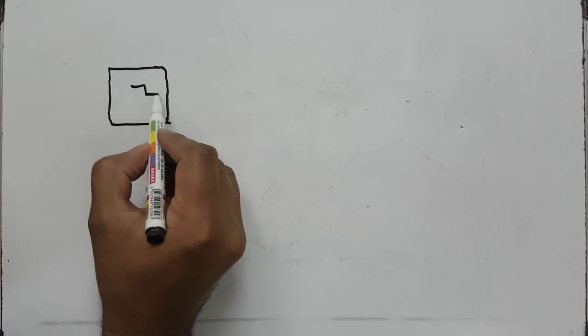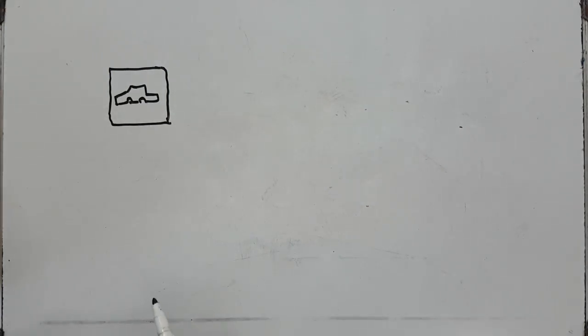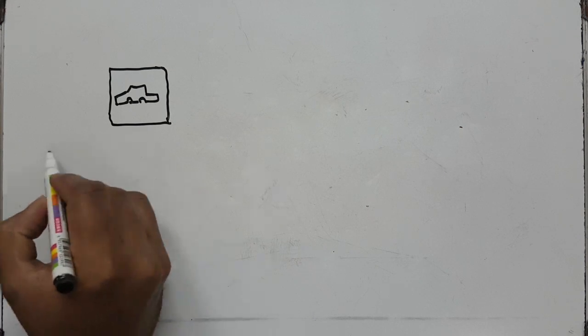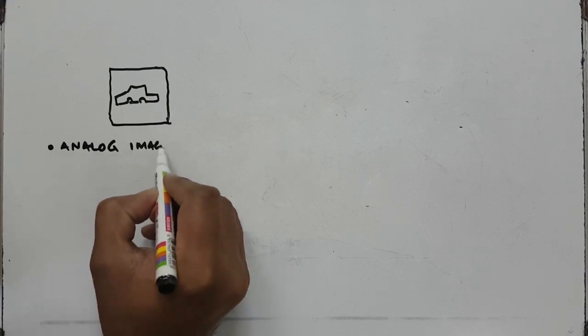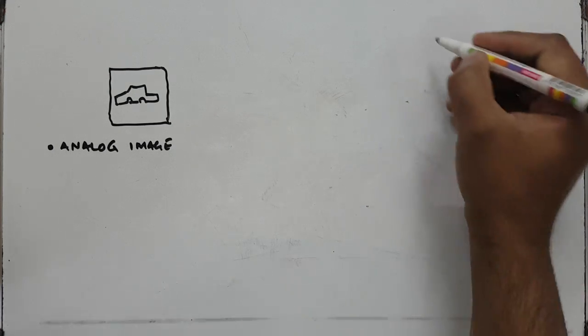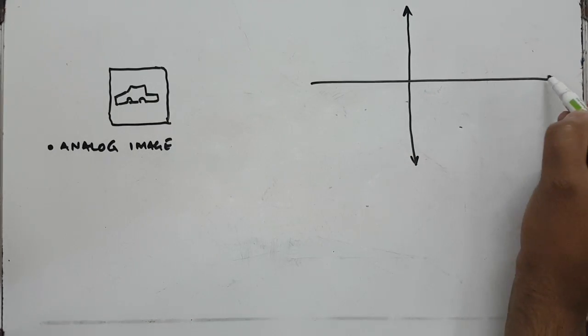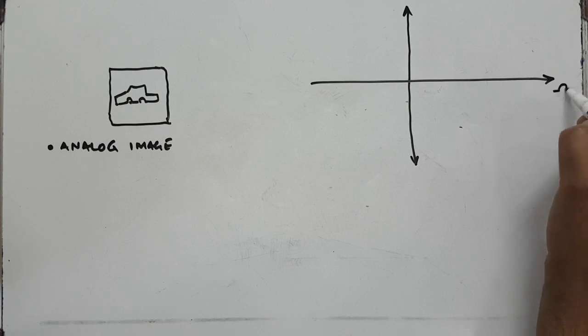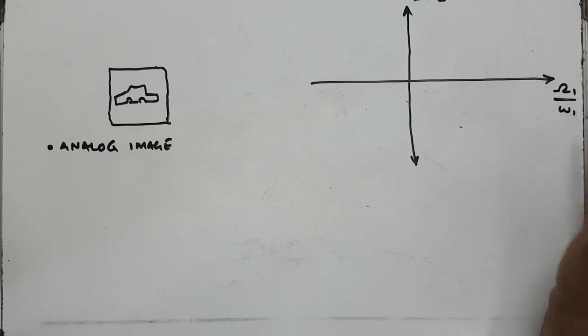and again the same cheap Mercedes Benz. So this is in black, right? So it's an analog image, and the Fourier transform of this image, let me draw it here. So we can represent it by big omega 1 and big omega 2, or little omega 1 or little omega 2, depending upon whether it is normalized or not.